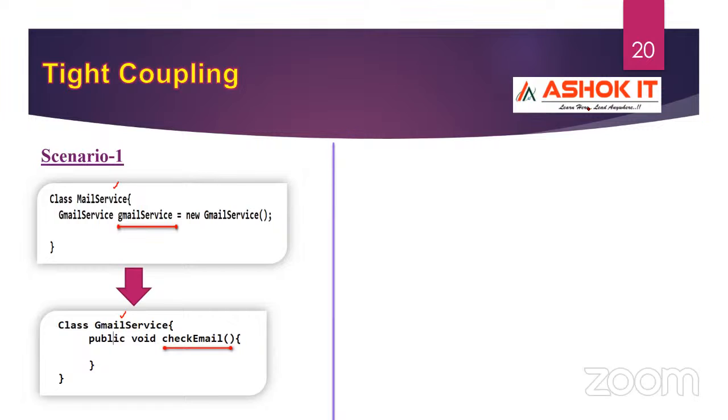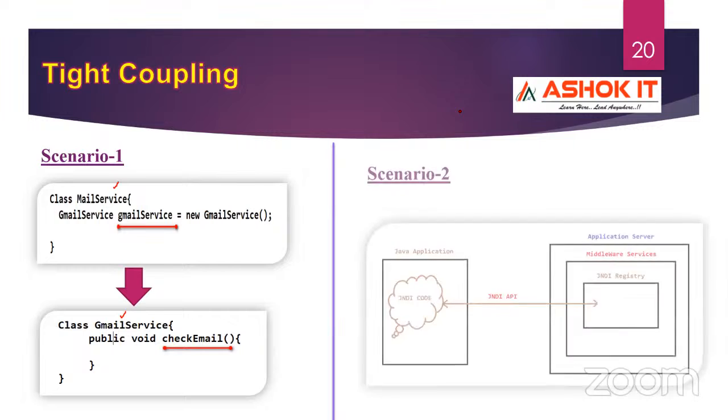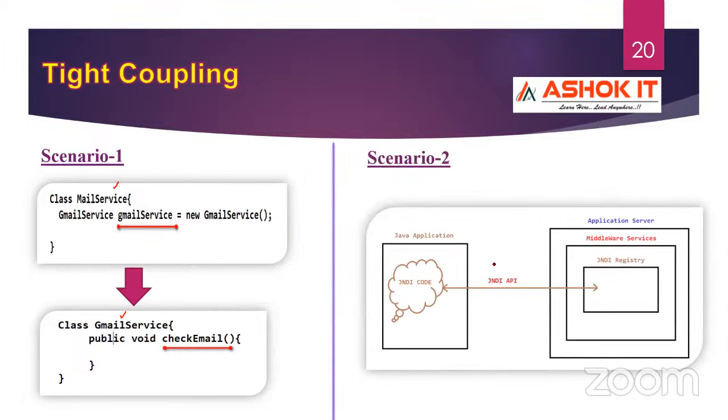Coming to scenario two, guys: whenever your Java application is collecting some Java objects from the registry software, that is also tight coupling between the objects. Understand? For example, we have a JNDI concept, guys, the Java Naming Directory Interface concept.